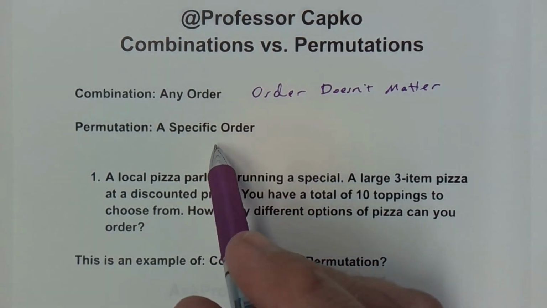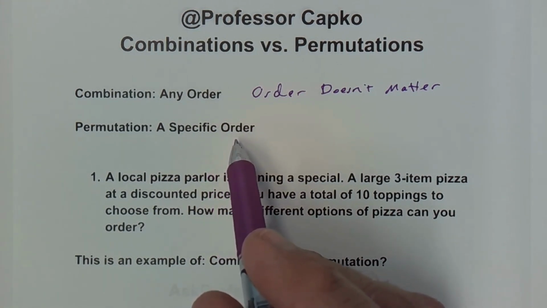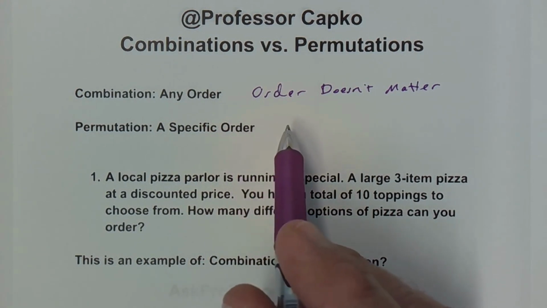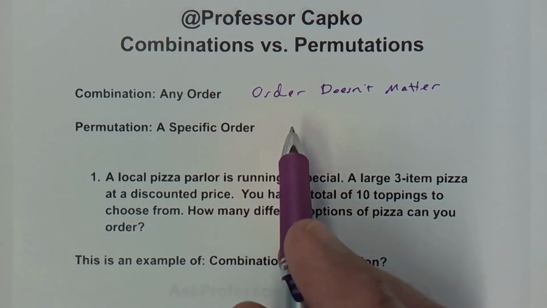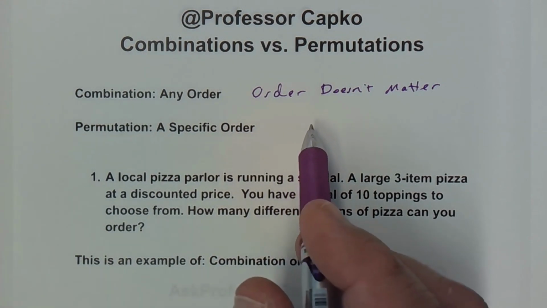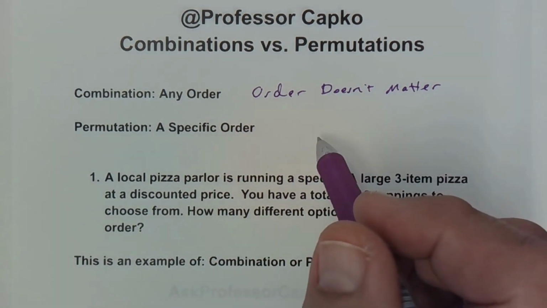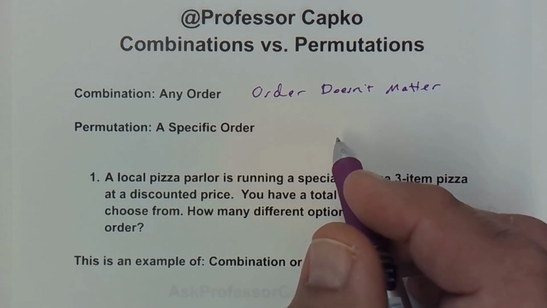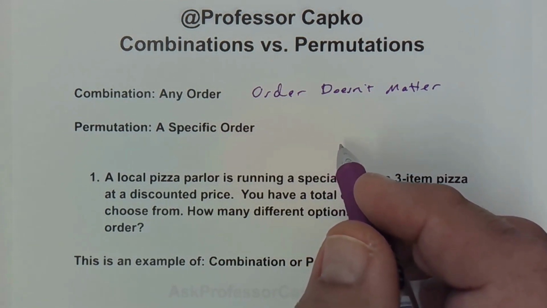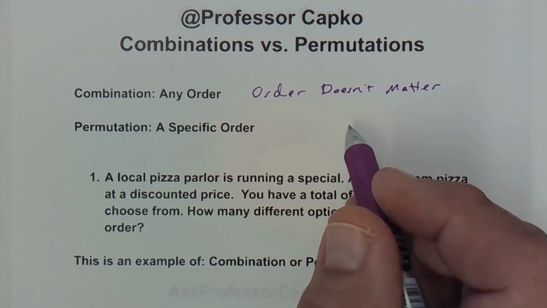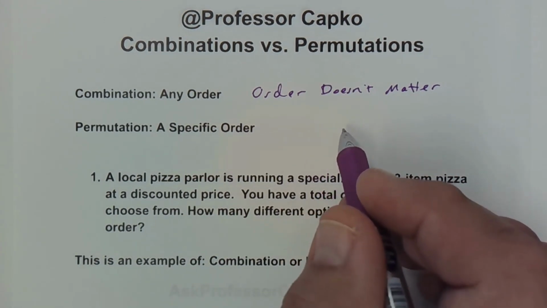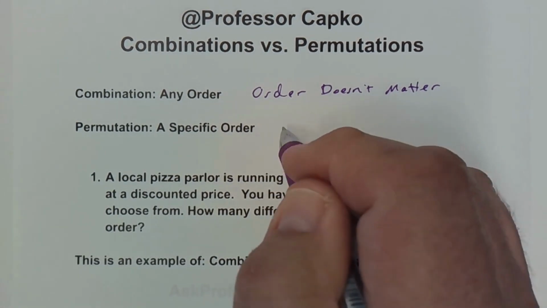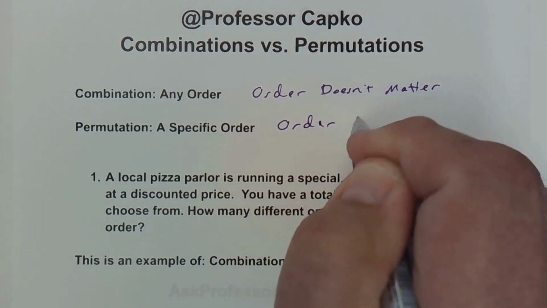On the other hand, a permutation is when a specific order is required. You've got a group of people, and you're picking a president, a vice president, and a treasurer. It matters what order you pick them in, because the first person chosen will be the president, the second the vice president, and the third the treasurer. If you've got 20 people to choose from and the order matters, then that's a permutation. So I'm going to write down: order matters.